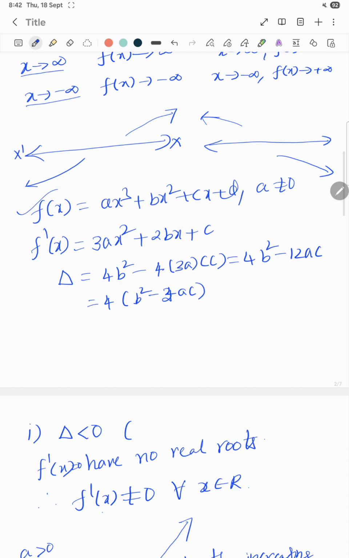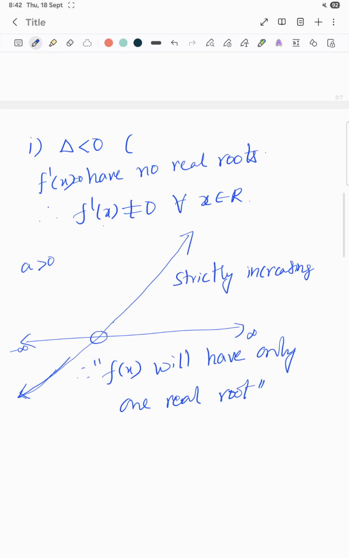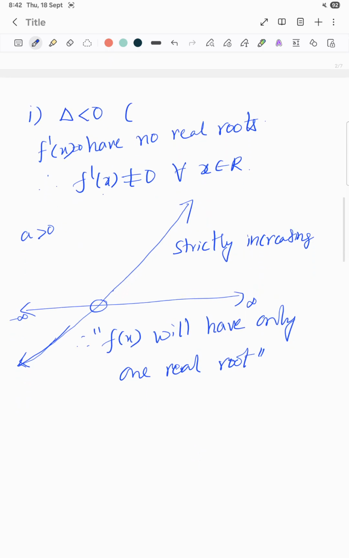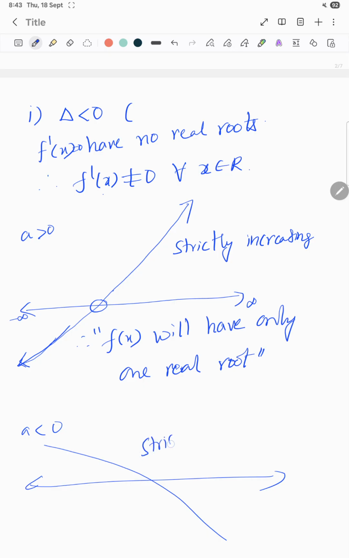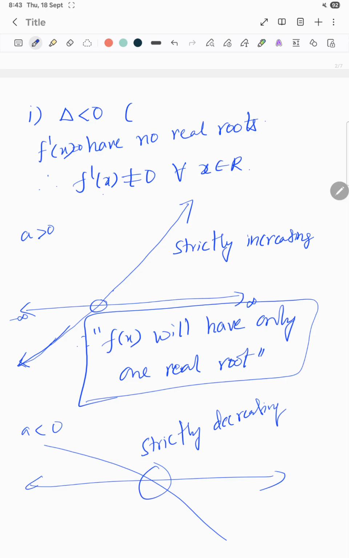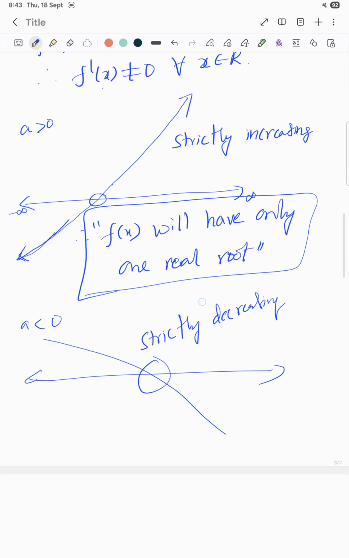So when f of x is a cubic polynomial and its derivative 3ax square plus 2bx plus c has no real roots, then f of x will have only one real root. Even if a is less than 0, the graph will keep on decreasing. Here you will get a strictly decreasing graph. So you should understand that in condition 1, when delta is less than 0, f of x will have only one real root. Now we come to condition 2.